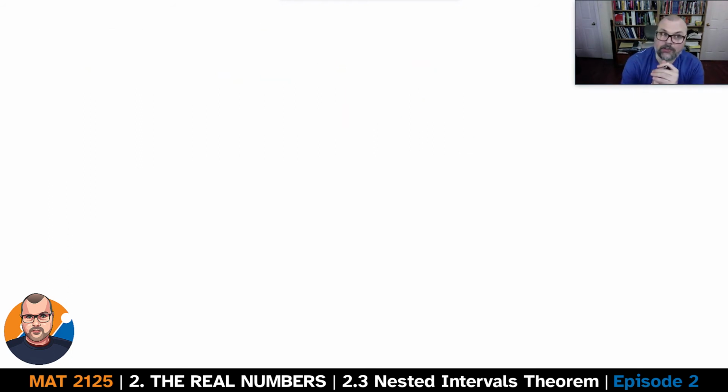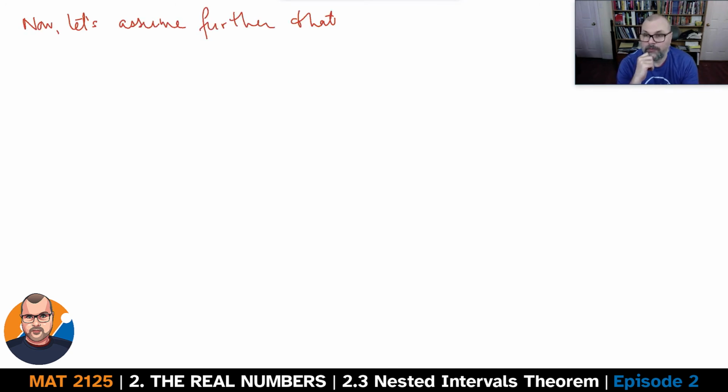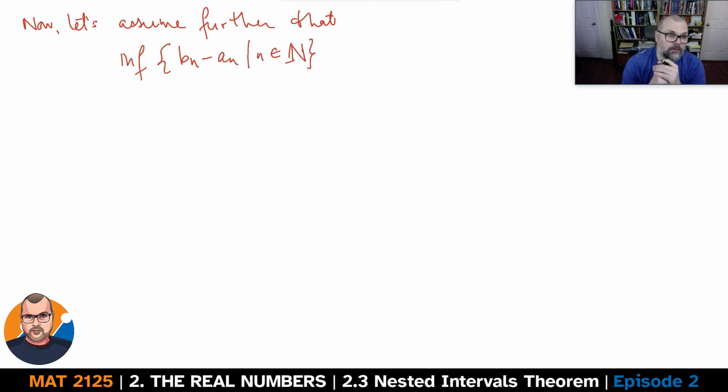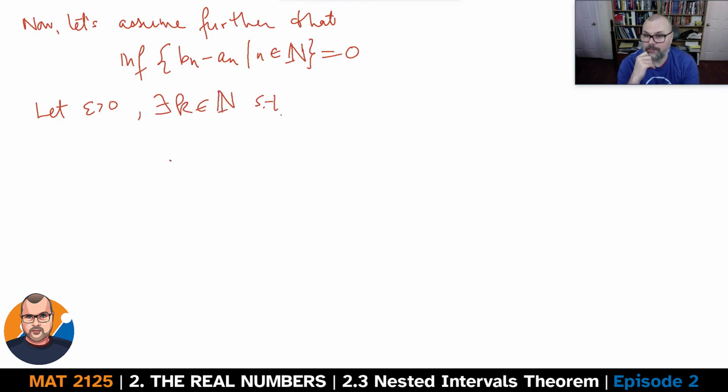We make an additional assumption for this second statement. We assume further that the infimum of the lengths of the intervals is 0. What does it mean? Well, by definition, if you pick a positive epsilon, no matter what the epsilon is, arbitrary, you will be able to find an integer k such that bk minus ak is smaller than epsilon, and bk minus ak is greater than or equal to 0.